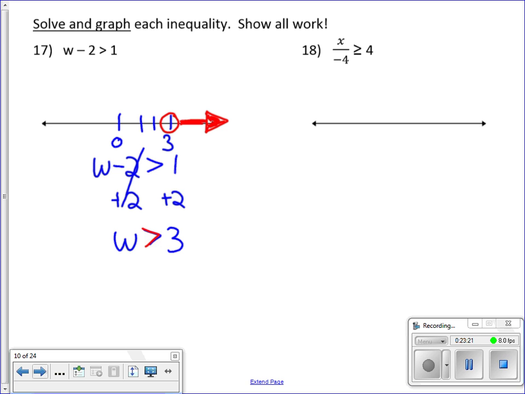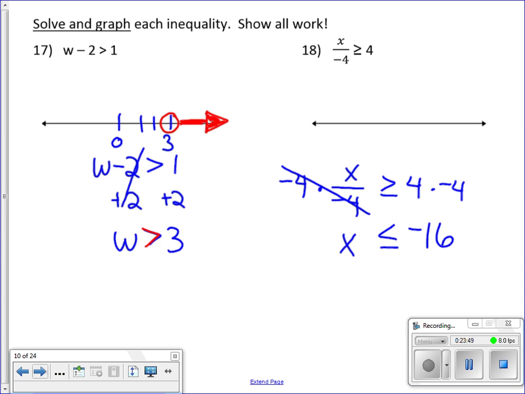Next one here. Again, I have to solve first. So I have x over -4 is greater than or equal to 4. I need to get rid of the -4, so I'm going to multiply by -4 on both sides. This cancels out, and I have x. But here's the trick. Remember, if I multiply or divide by a negative number to get my x, or my variable, I have to switch my sign. So this is less than or equal to -16, because I multiplied by a -4 right here. So that's going to be flipping my sign around. It's less than or equal to -16.